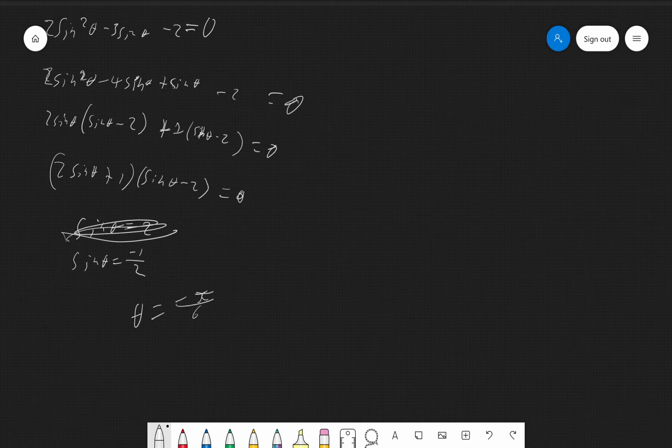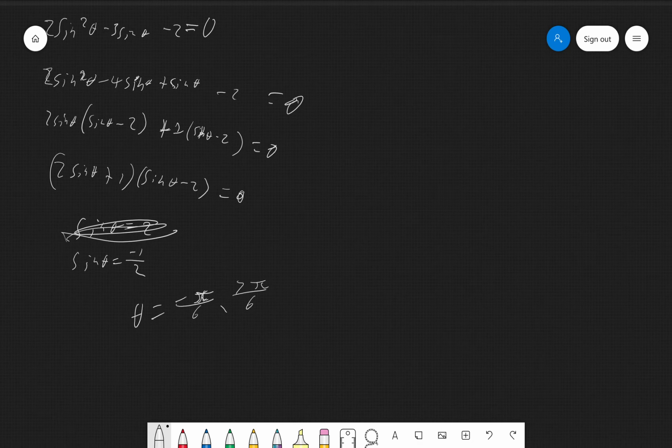Is that it, though? No. We also know that the sine of pi minus theta is equal to sine of theta. So sine of pi minus this, or pi plus pi over 6, so we're going to have 7 pi over 6. These are the two.